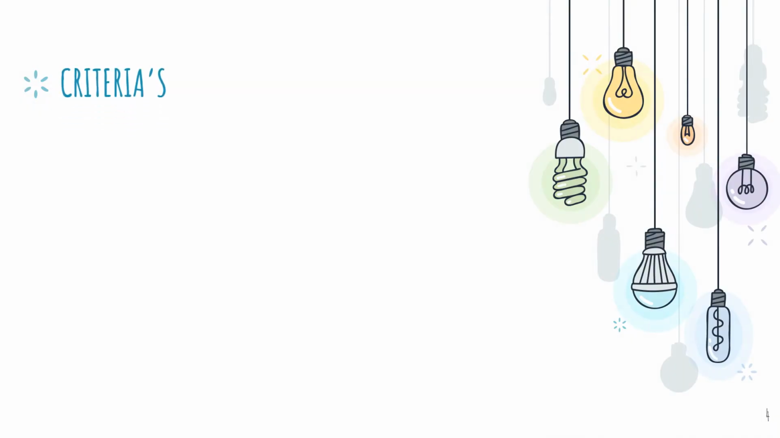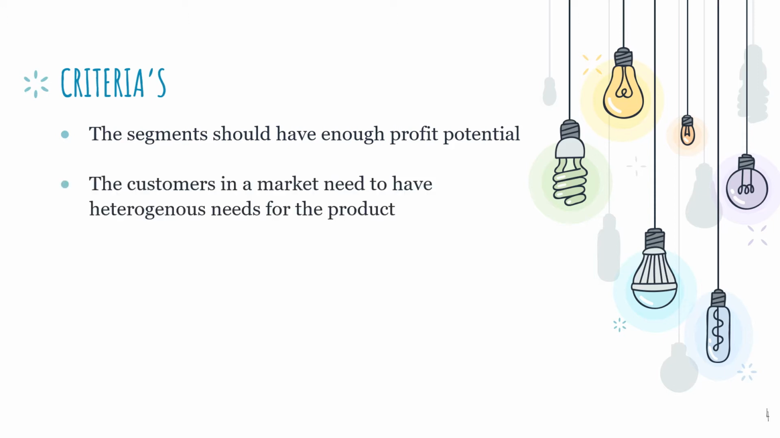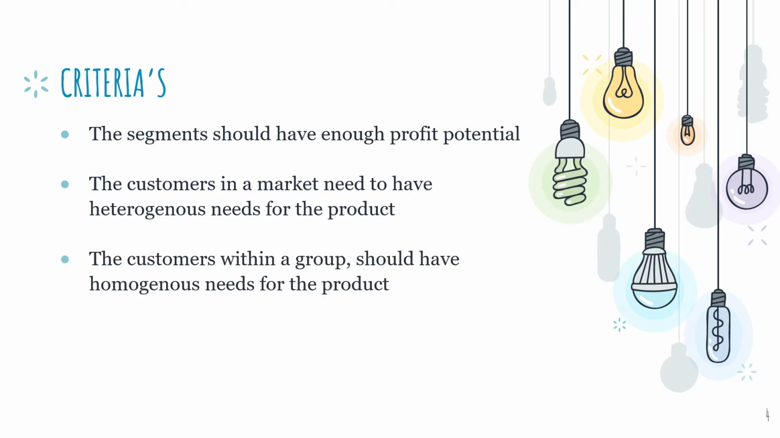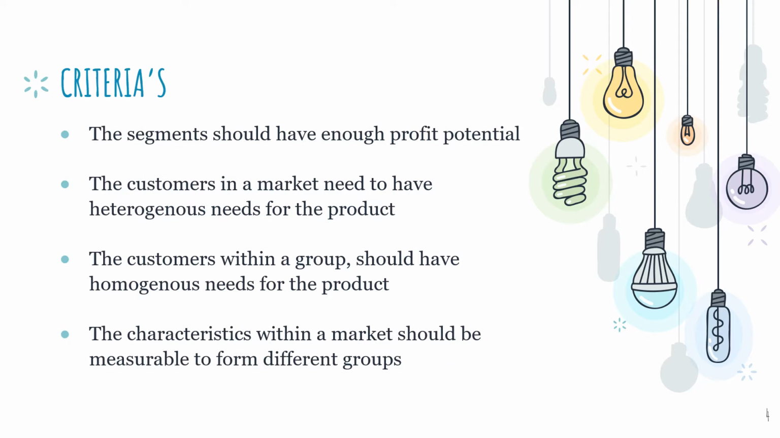But it's important to note that not all markets can be correctly segmented. There are certain criteria that you need to consider. These are as follows. Number 1. The segments should have enough profit potential. Number 2. The customers in a market need to have heterogeneous needs for the product. Number 3. The customers within a group should have homogeneous needs for the product. And lastly, the characteristics within a market should be measurable to form different groups.